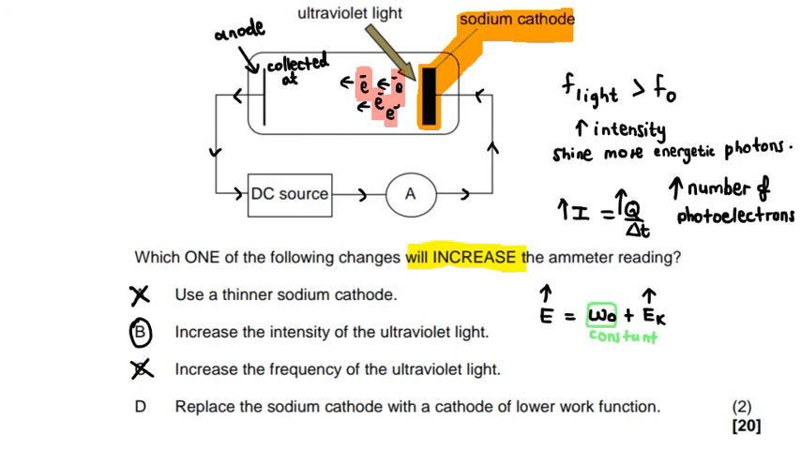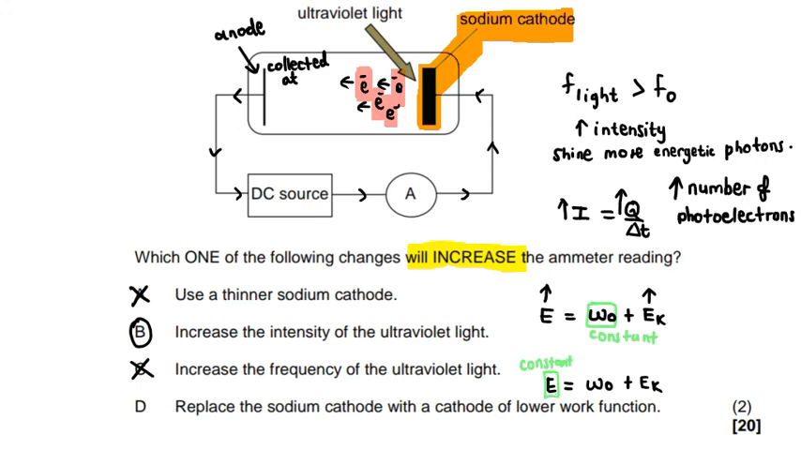Now let's look at the last option. The last option says replace the sodium cathode with a cathode of a lower work function. Tempting, but let's see. If you still look at this equation, now you need to think properly here. What is the constant? The constant is the energy of the light this time, because you're replacing the cathode. So in other words, you're still going to use ultraviolet light, so this is still going to be the same.